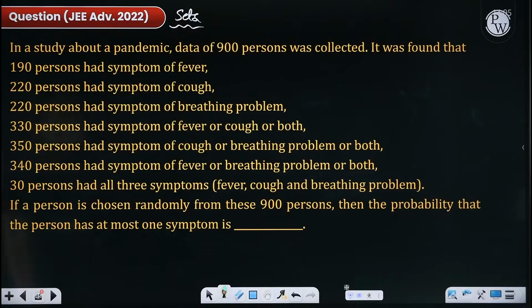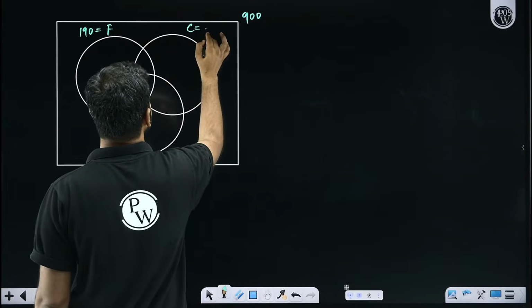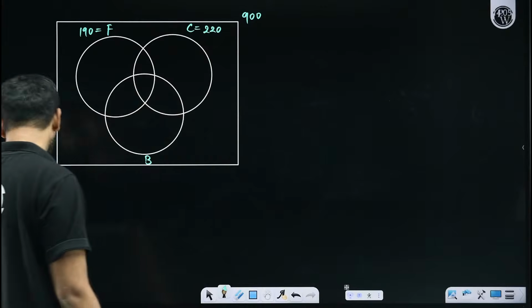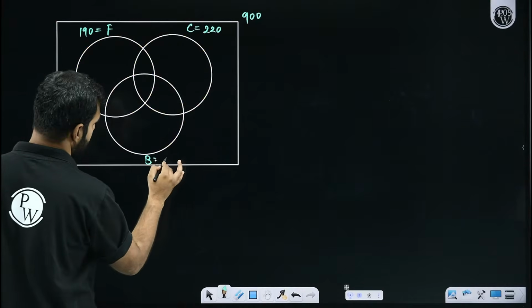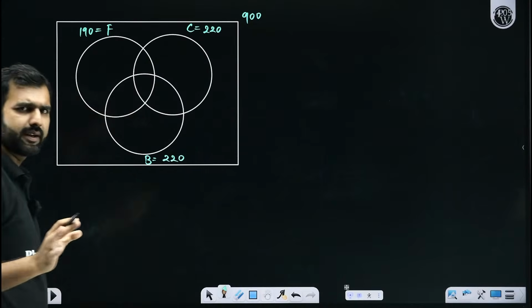Then cough is taken by 220. So this data is reserved for 220 people. And this breathing is reserved for again 220. So this is also representing these 220 people. Everybody got this data?